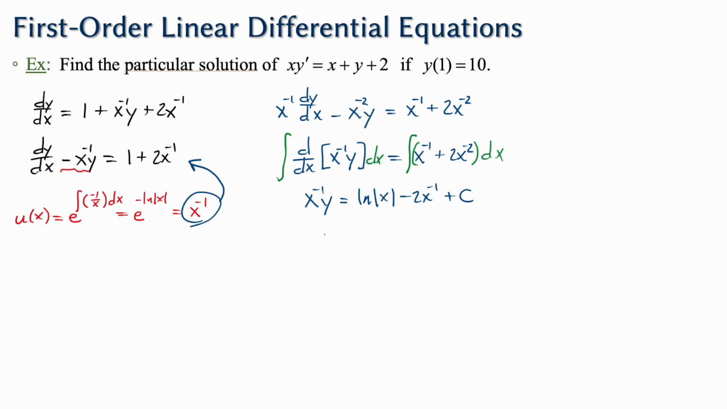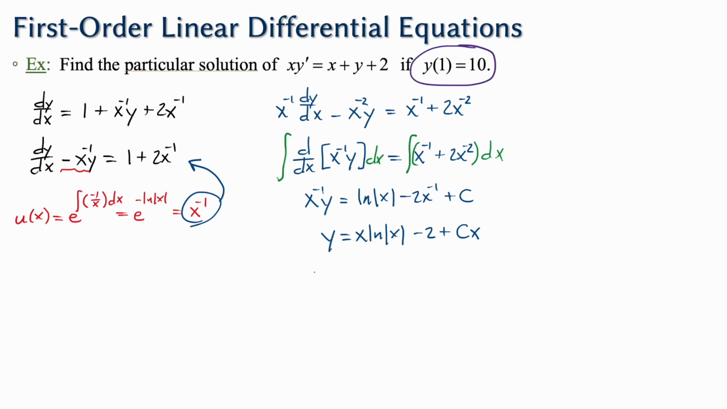Now, normally here's where we just solve for y, and I'll go ahead and do that by multiplying the other side by x. So we get x natural log of the absolute value of x minus 2 plus c times x. Now, in the past problems, this is where we stop. But because we have this initial condition up here, we want to go one step further and solve for it. So I'm going to take this information now and plug it in and figure it out.